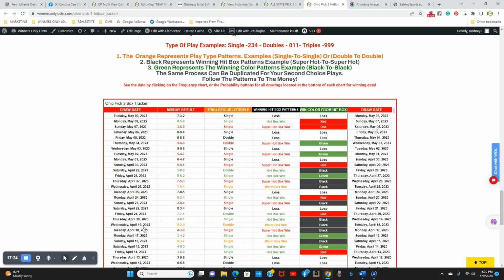Here we go. So where were we? We was right here with the 094, right? It's showing you that it came off of a loss. Then it's showing you before the loss, it was a super hot box. Super hot box, just like I just stated, and the hot boxes are always mainly dominant.